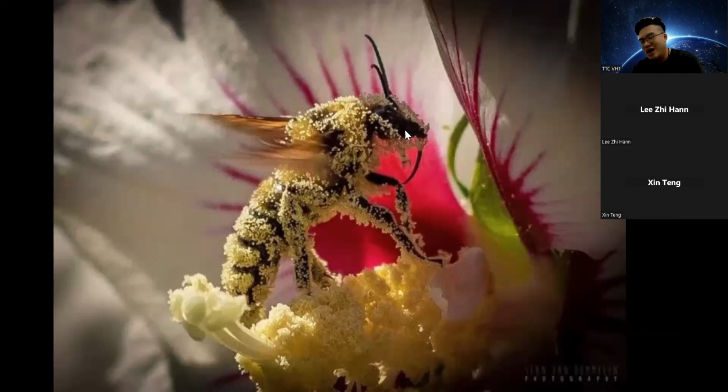All right, so bees are more important than you think. Okay, so don't kill them. Don't kill them. They mean no harm, and they are just doing their job. They are giving you fruits, right? Without them, there will be no fruits.